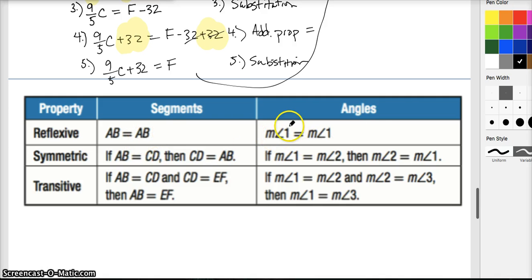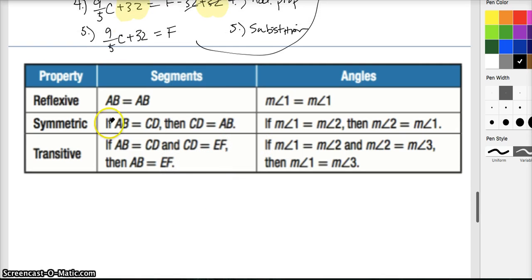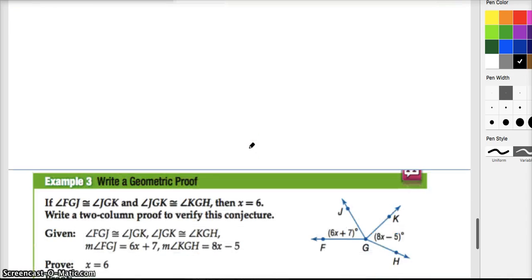Over here, M with the little angle 1, this is the measure of angle 1 is equal to the measure of angle 1. I know it's not earth-shattering, but it does come to play from time to time. Over here, if AB is equal to CD, then clearly CD is equal to AB. That's with segments, and then we can do the same thing with angles, as you can see. Transitivity works exactly the same way. If this thing is equal to that thing, and that thing is equal to the other thing, then this thing has got to be equal to the other thing. Yeah? All right. So we see that all of these properties can also be applied to geometric things.